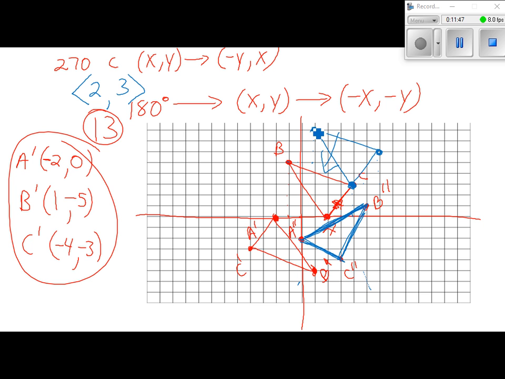Now, what if instead of 2, 3, what if it said 2, negative 3? Now we add 2 to all the x's and we subtract 3 from all the y's. Other questions?